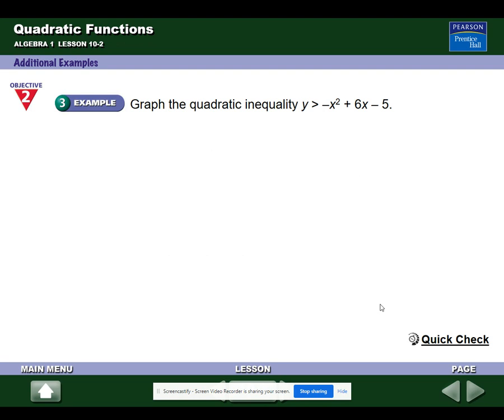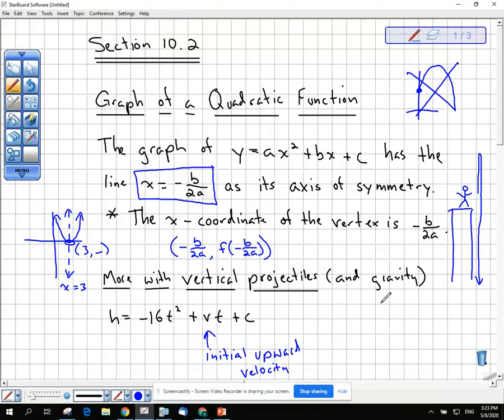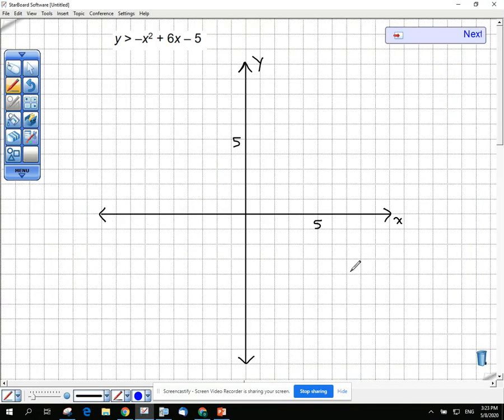Graph the quadratic inequality. If we understand how to graph a quadratic equation, we should also be able to graph an inequality. I did use the snipping tool to bring this over to my Starboard. So there we go, that's the same inequality, and I'm just going to demonstrate for you how we graph this. Basically, we're putting two concepts together.